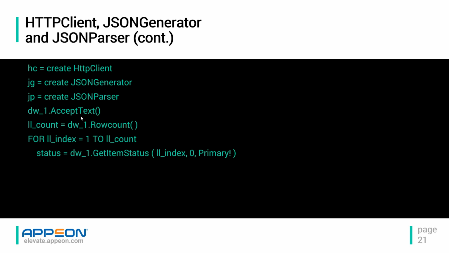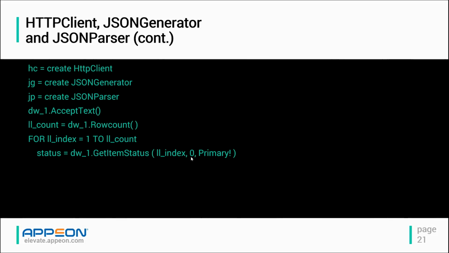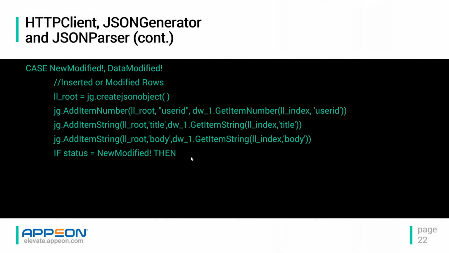I'm doing an accept text, so all the changes that the user has made actually get through the edit controls and are validated and in the DataWindow columns. I'm going to loop through, in this case, all of the rows and check to see what their item status is. So I'm passing 0 for the get item status to get the row status. So I'm basically looking to see, is this an inserted row? Is it a modified row? It wouldn't be a deleted row because a deleted row is in the deleted buffer, and we'll get to that in a minute. But I'm mainly looking for new rows and modified rows.